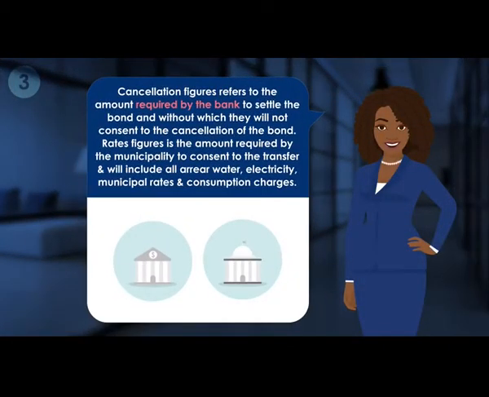Cancellation figures refers to the amount required by the bank to settle the bond and without which they will not consent to the cancellation of the bond. Rates figures is the amount required by the municipality to consent to the transfer and will include all area water, electricity, municipal rates and consumption charges.